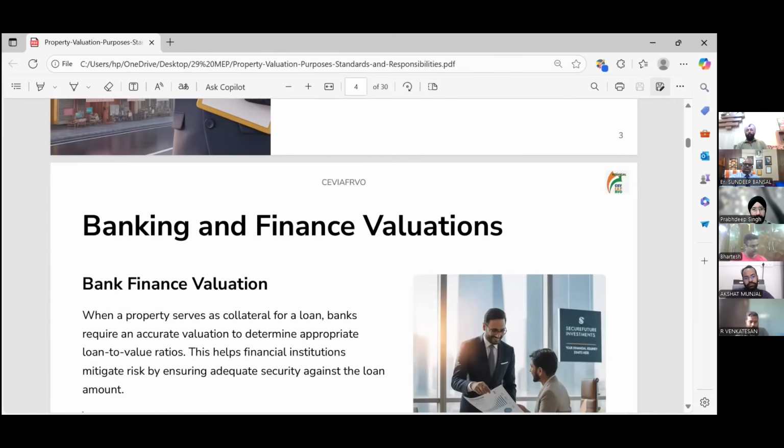So many times as a valuer, you have to do the valuation for banking and finance. So what you have to look for, why the valuation for banks are being done? The collateral security is the property, may it be land and building, may it be machinery. So banks, on the basis of collateral security, give the loans. So banks require an accurate valuation to determine the appropriate loan to value ratio.